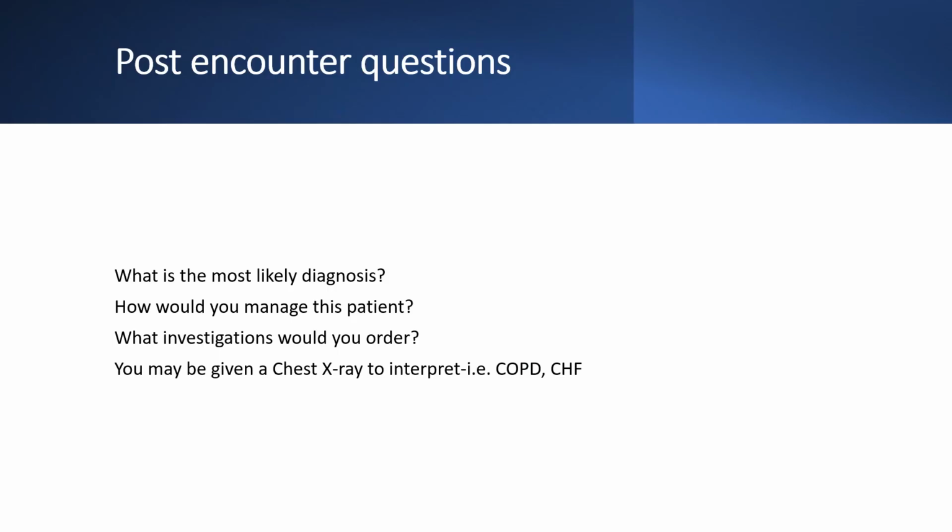At the end of your encounter, the examiner will likely give you 3 post-encounter questions. Some common ones include, what is the most likely diagnosis? How would you manage this patient? What investigations would you order? You may also be given a chest X-ray to interpret. Some common ones to look out for are those of COPD, which can include flattening of the diaphragm, hyperinflation, and a long and narrow cardiac silhouette. For CHF, you can remember the mnemonic A, B, C, D, E for alveolar edema or bat winging, Kerley B lines for interstitial edema, cardiomegaly, dilated prominent upper lobe vessels, or pleural effusion.